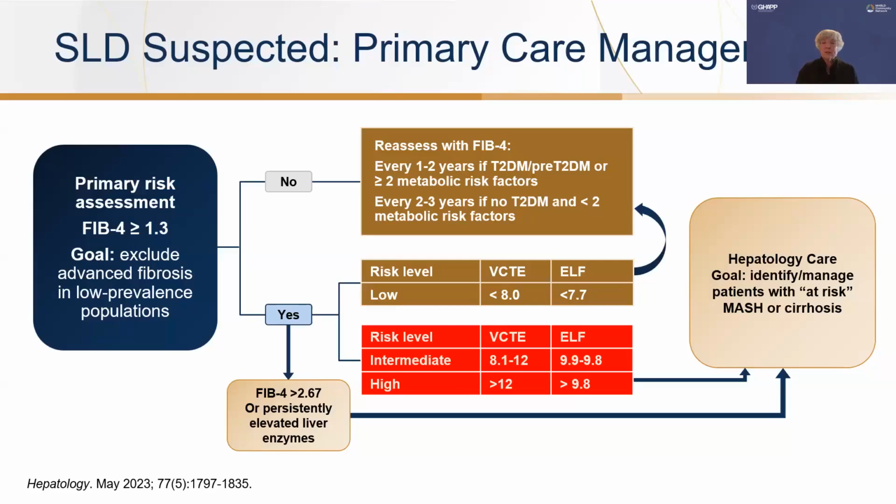And once again, we're looking at that low risk. If there's an opportunity for elastography less than 8.0 or ELF less than 7.7, we can really redirect into that primary care with every 1 to 2 years or every 2 to 3 years. If we see that that FIB-4 is elevated, and then we've got an elevated ELF or an elevated elastography, persistently elevated liver enzymes, that's when we want to redirect to hepatology care or GI with hepatology in that goal of identifying and managing patients at risk with MASH or potentially cirrhosis.